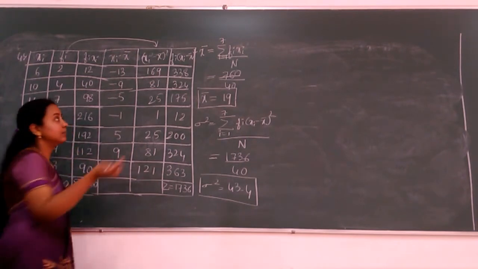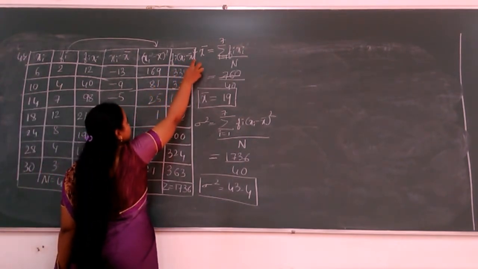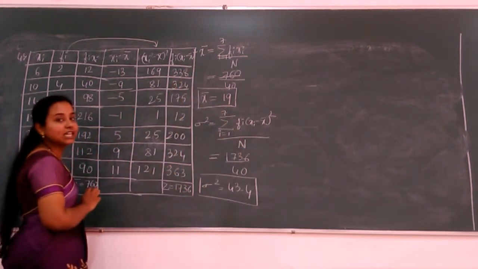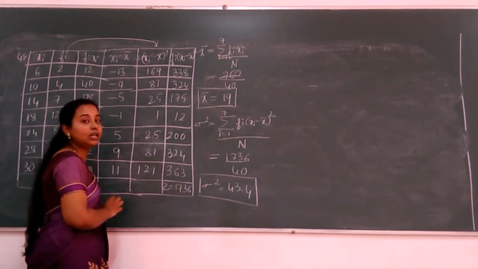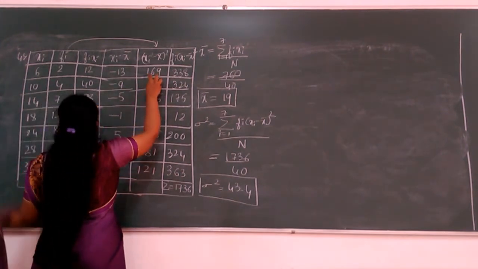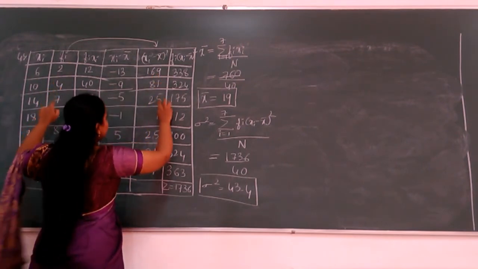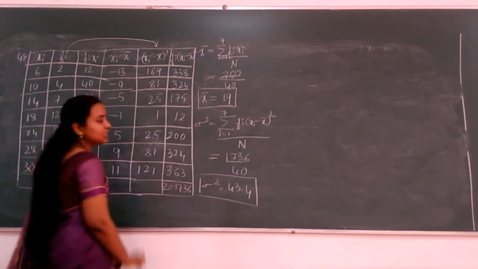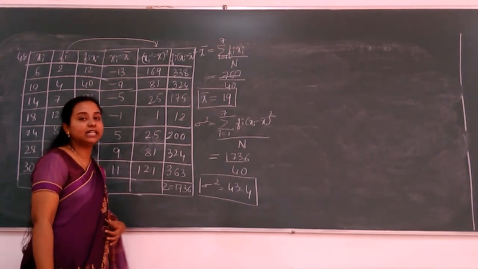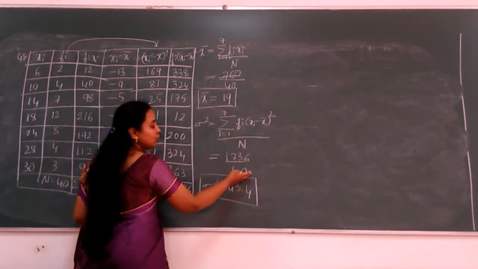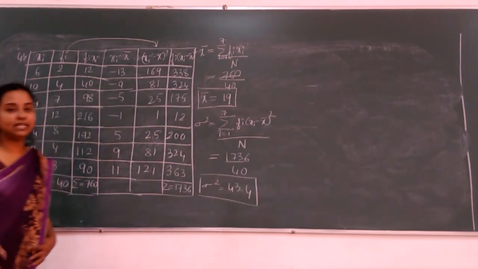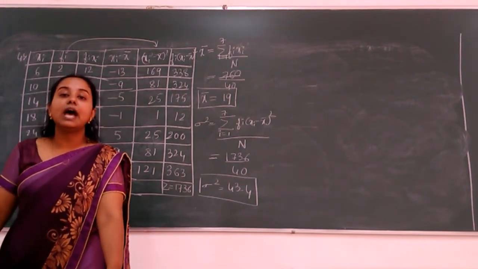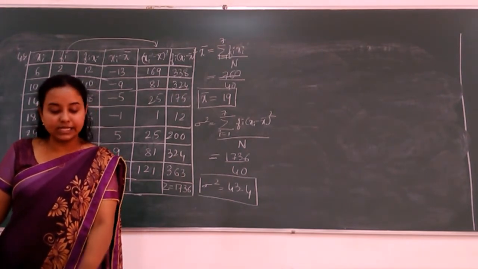And our next column will be fi into (xi minus x bar) whole square. Why? Because we want its summation. Summation of all such fi into (xi minus x bar) whole square. That is 169 into 2, 81 into 4, 25 into 7, 12 into 1, like this. So when you add up, the total sum will be 1736. So that divided by the total frequency will give us the what? Variance. So this is all regarding finding the mean and variance for grouped data, in particular discrete data.